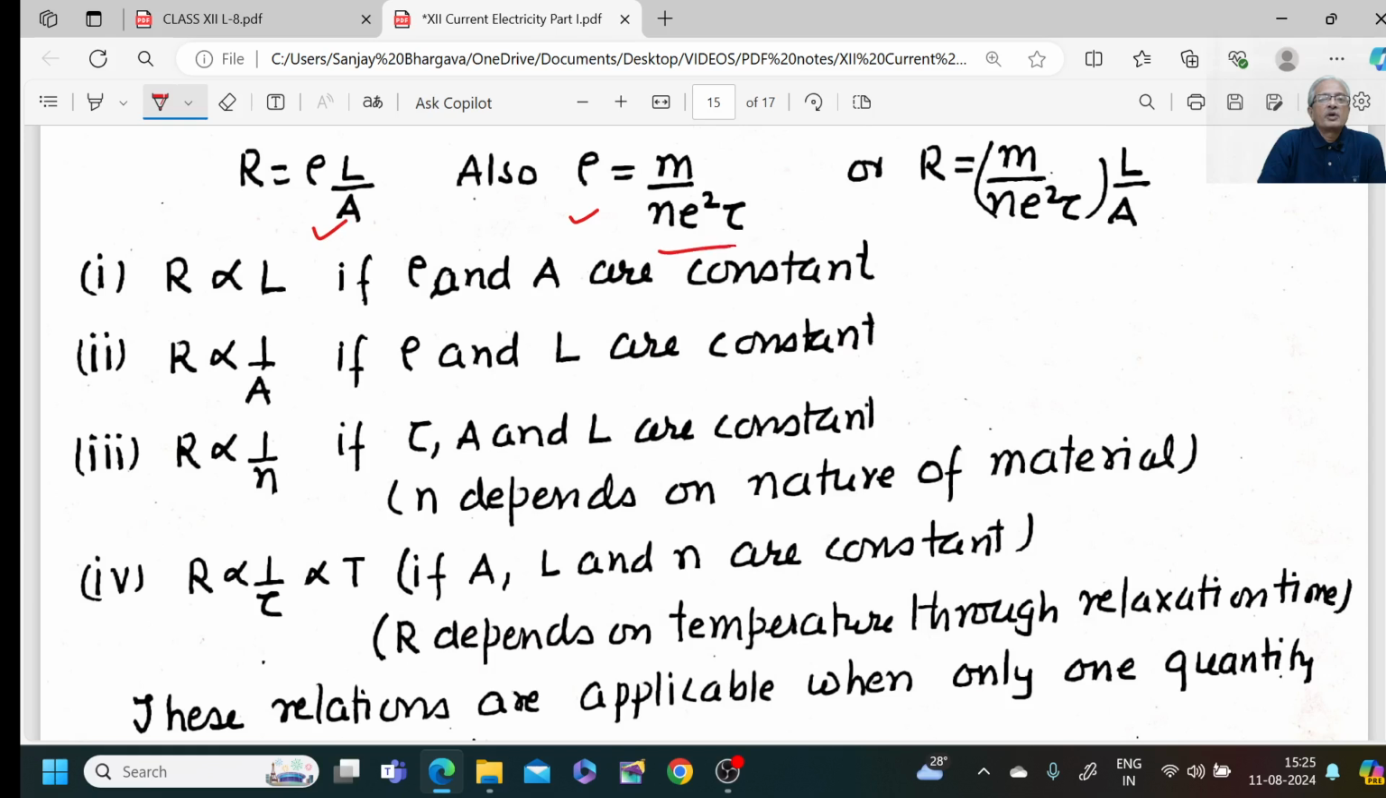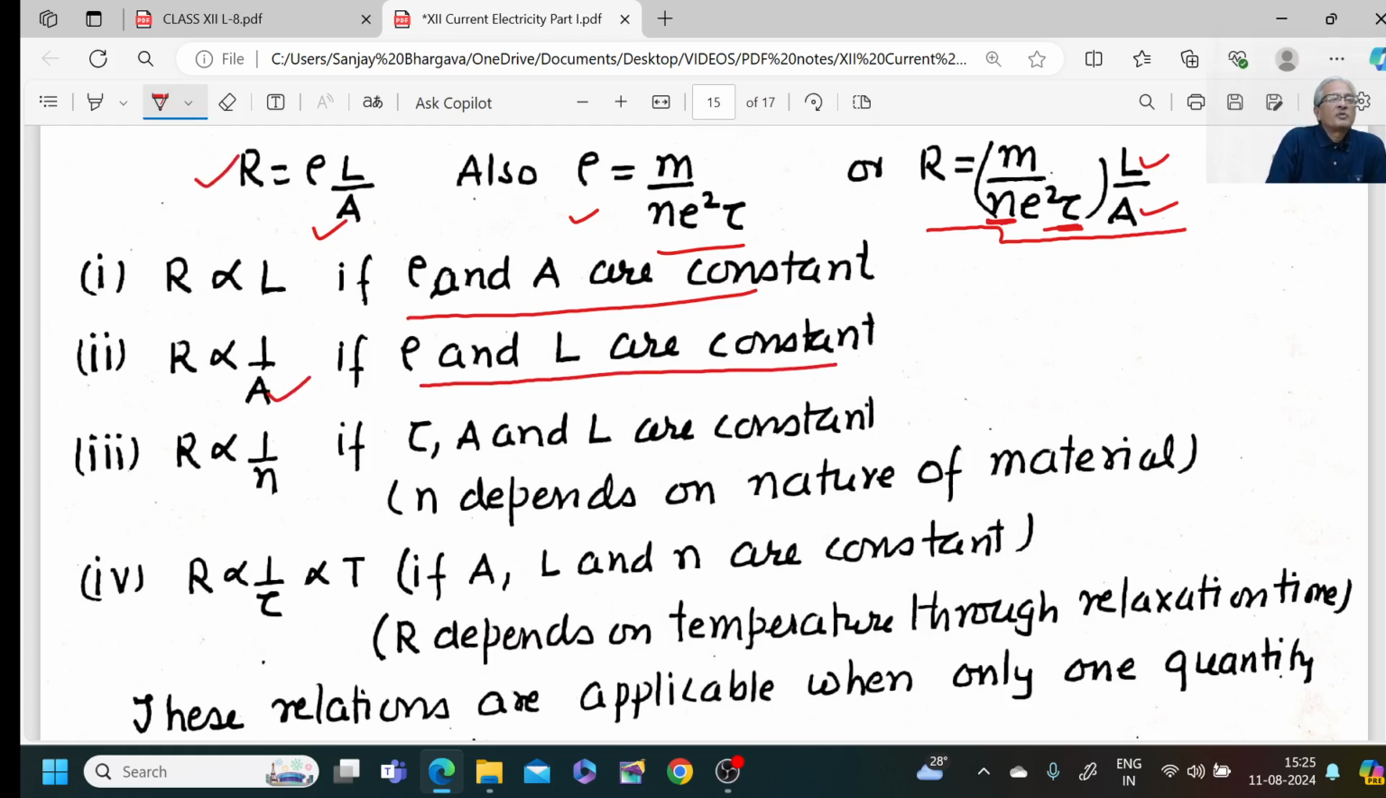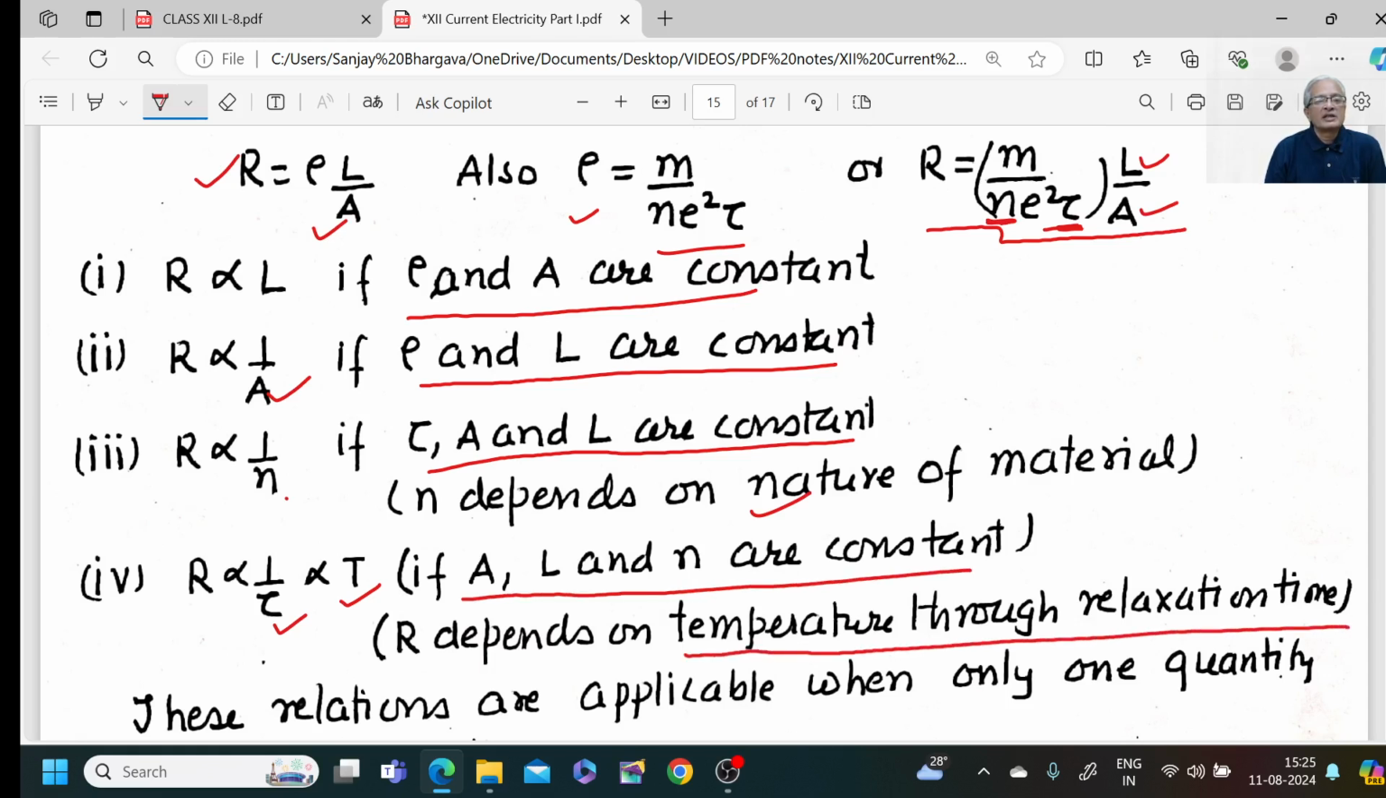Rho is m upon N e square tau. So R can be written as m L upon N e square tau A. It depends upon length, area of cross section. It depends upon N and it also depends upon temperature. So resistance is directly proportional to length if rho and A are constant. It is inversely proportional to area of cross section if rho and L are constant, both of them coming from this equation. R is inversely proportional to the number density if tau, A, L are constant and it only depends on the nature of material. R would be inversely proportional to the relaxation time, or directly proportional to the absolute temperature, if area, length, N are constant. So R would depend upon temperature through relaxation time.